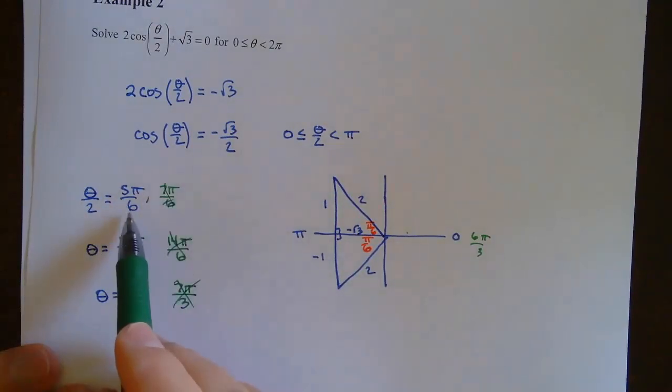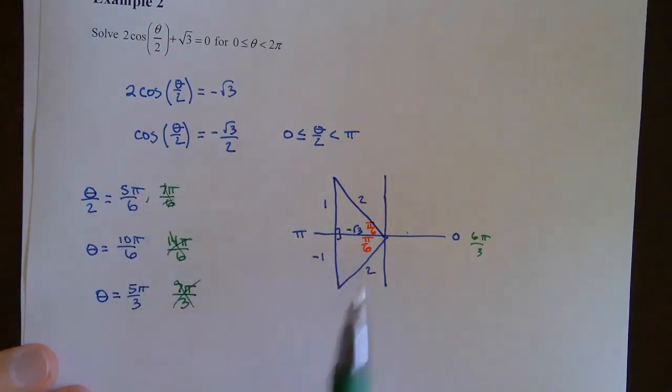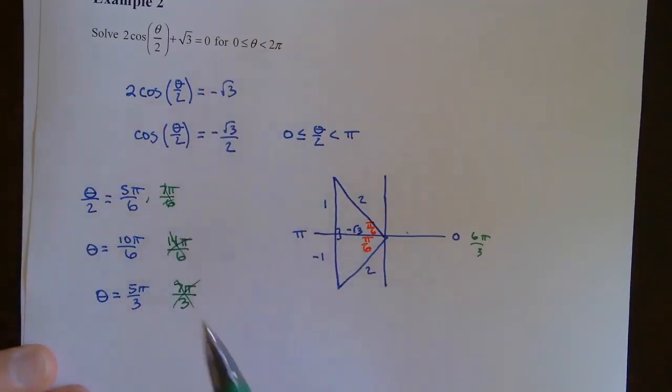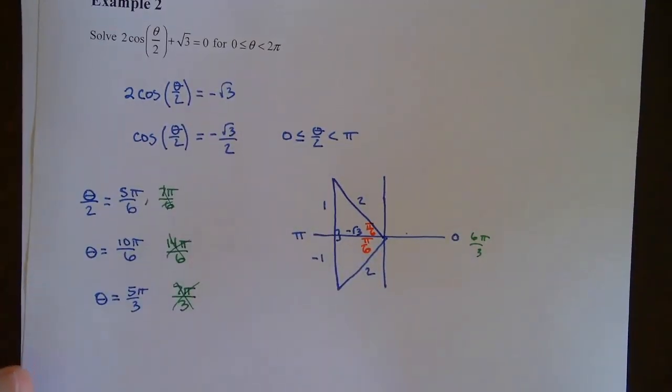I only needed 5 pi over 6, because that was the restriction on theta over 2. If the restriction for theta is between 0 and 2 pi, theta over 2 would have to be between 0 and pi. So this is our only answer for this problem. It's 5 pi over 3, based on these restrictions on theta. All right, let's go to example number 3.